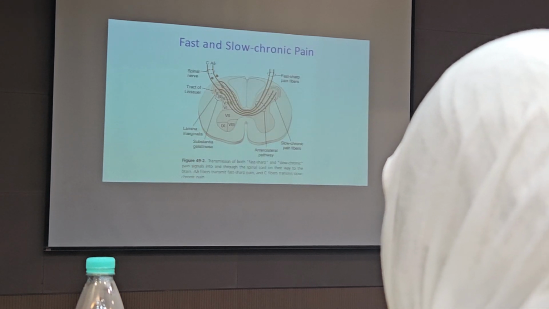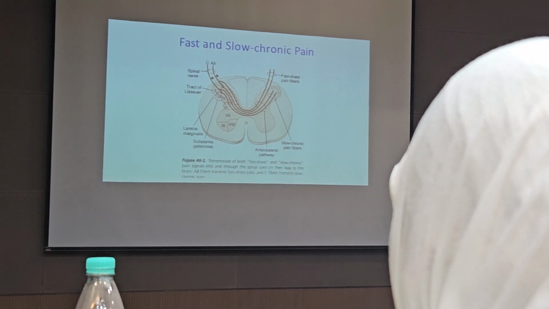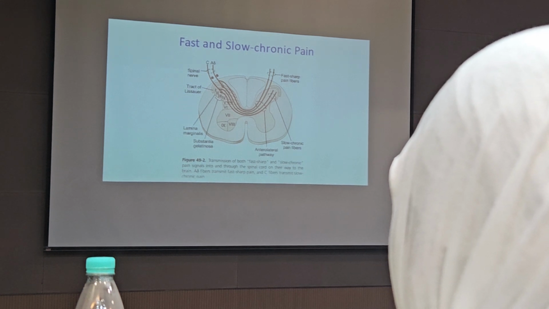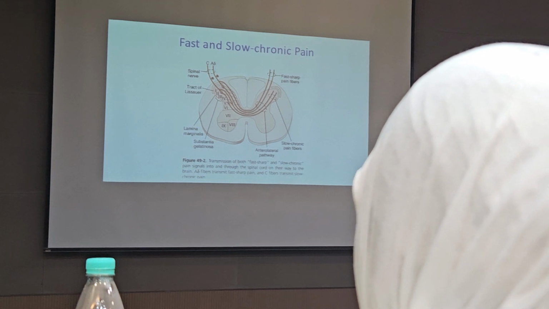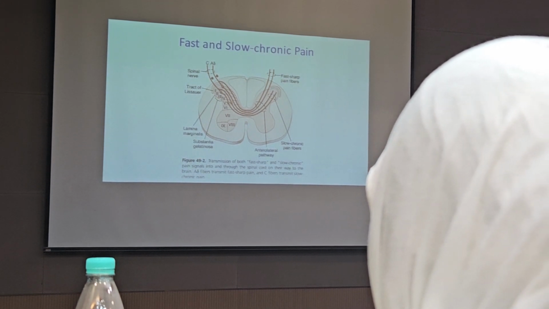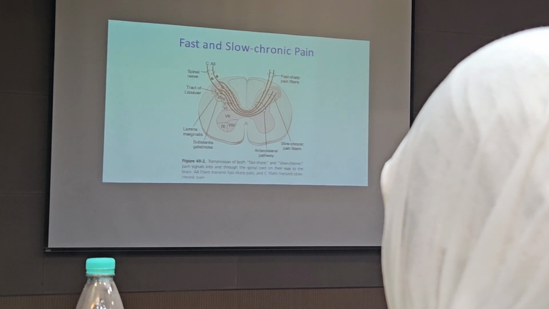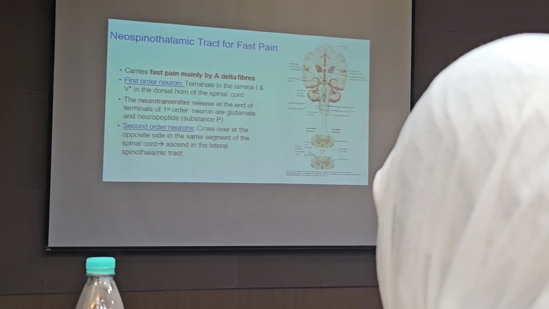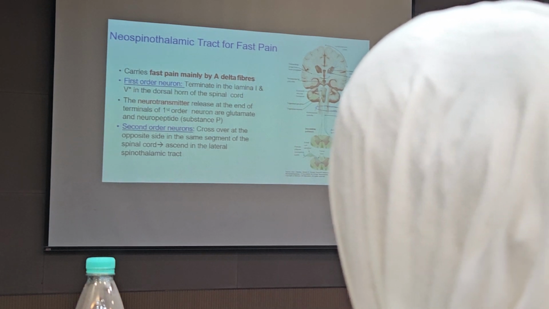Here you can see this is the lateral spinothalamic tract. It is composed of both A delta fiber and C fiber. A delta carries fast pain, C carries slow pain. So this one is first order, second order, third order, same as what you learned previously.